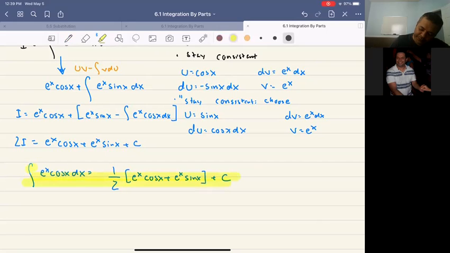Do a similar thing with sine of x to find the integral of e to the x sine of x. All right, that's it for your integration by parts lesson.